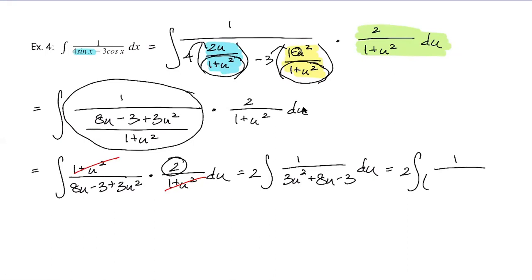into 3u minus 1 times u plus 3 du. Okay, it is factorable, which means we're not using completing the square, but we are going to use partial fraction decomposition. Okay.